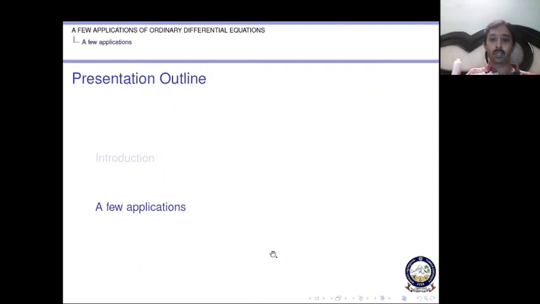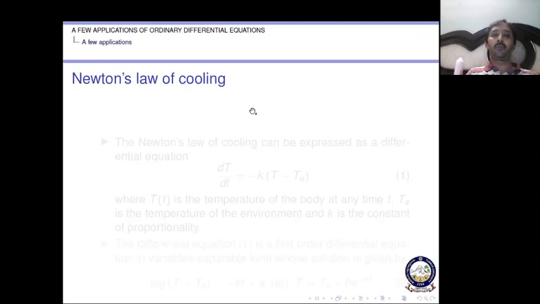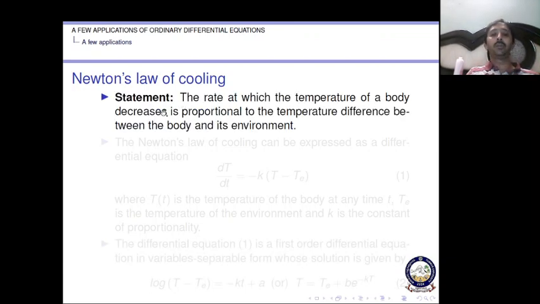And now we'll look at a few applications. In fact, I'm going to discuss exactly two applications of first order ordinary differential equations in this presentation. Here the first application is Newton's law of cooling. This is a very important law that is studied in chemistry. The statement of which is as follows: the rate at which the temperature of a body decreases is proportional to the temperature difference between the body and its environment.